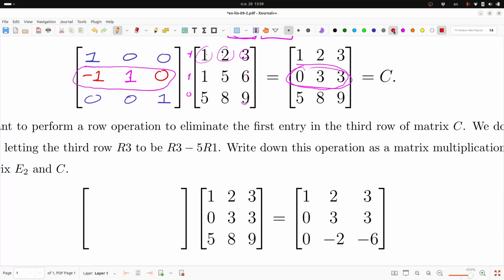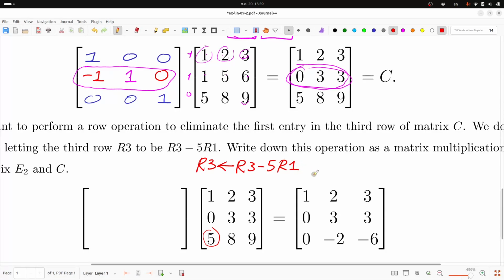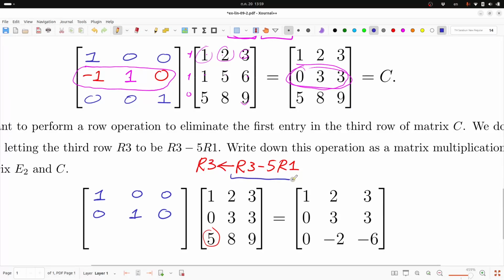Now, in the last step, I would like to kill this guy. To kill this guy, I would like to set R3 to be R3 minus 5R1. What would the matrix be? In this case, what would the matrix be? So let me do the easy part. The first two rows are the same, right? So it's going to be 1, 0, 0. So take the first row, and then take the second row to be the same. Now the last row, what should I put in the last row so that the effect will be exactly like this? Okay, your turn.